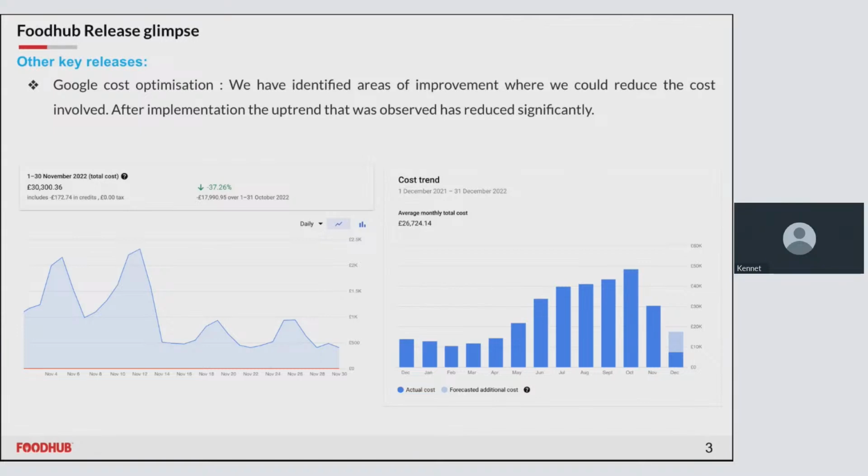The below images, the first image shows the reduction in cost on a daily basis for the month of November. And the second image shows the cost trend across months. And as we see, the uptrend has peaked during October and has significantly reduced in November. And the forecast for December is also way below.